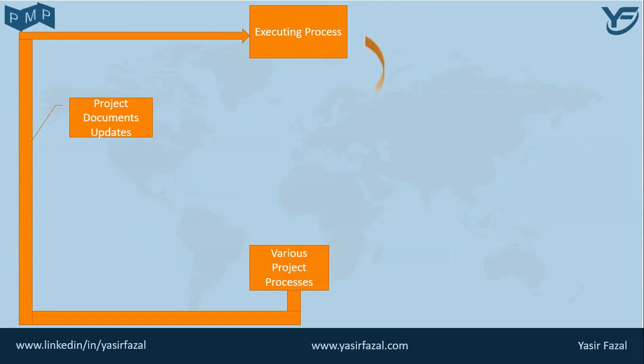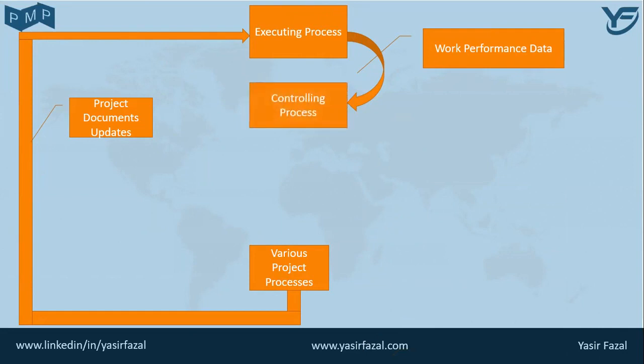So during the executing processes, they generate some work performance data. That work performance data is then further fed into the controlling processes of the project. These controlling processes process that information and generate the work performance information. Now, here you need to understand that the data is basically raw information, whereas work performance information is an understandable kind of information related to the project.